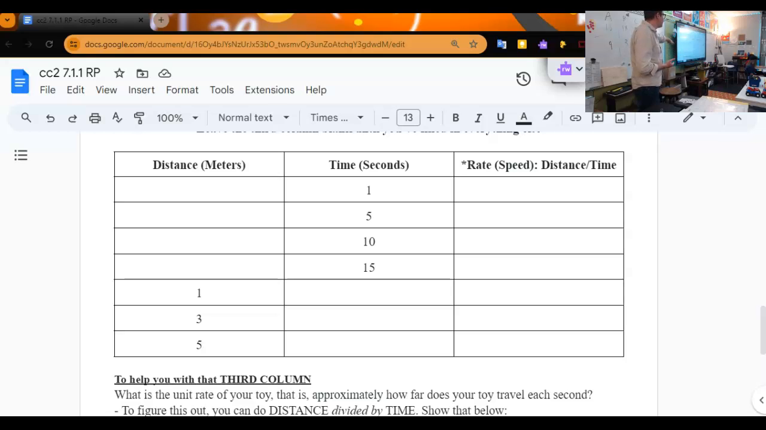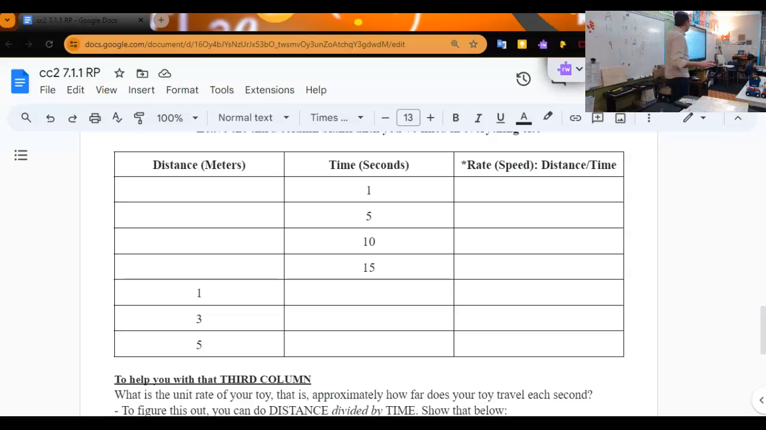Your distances that I already filled in on your table are 1, 3, and 5 meters. What if I ask you about 4 meters? What if I ask you about 7 meters, right? You should be able to use what's in your table, probably using a proportion, to figure out your prediction, and then we'll have a race, but it's not a race of who's fastest, it's a race of who's closest. Questions on what we're doing?